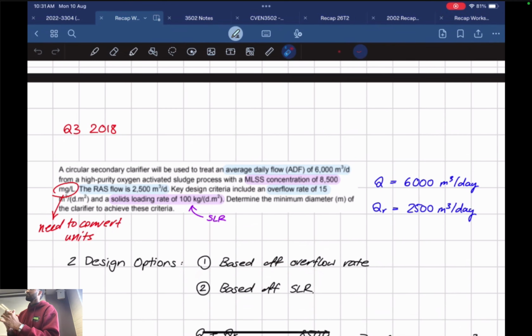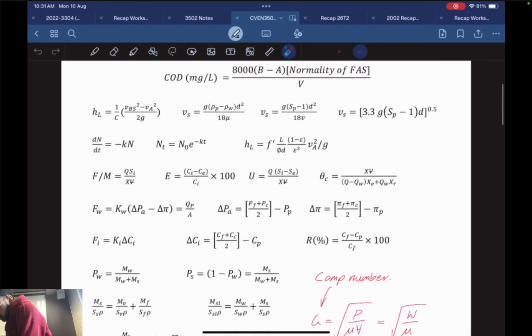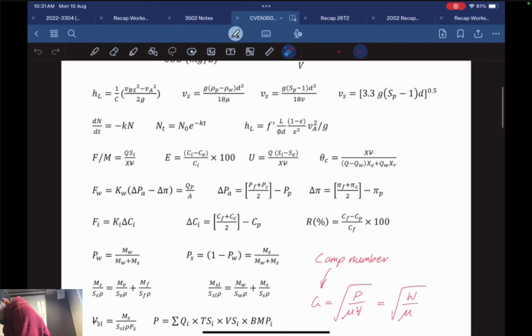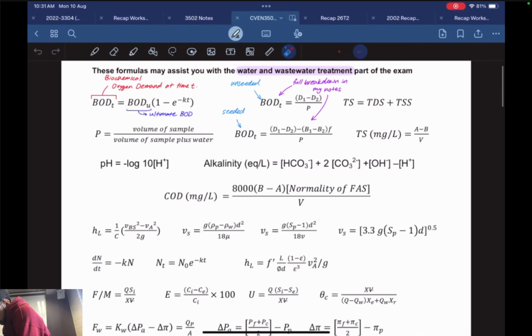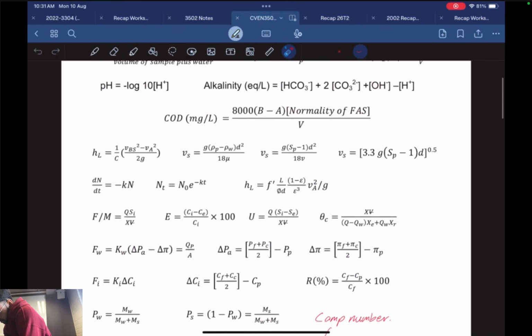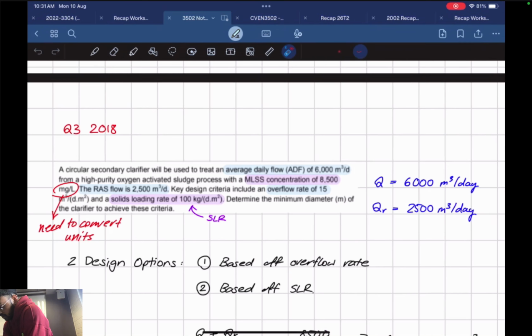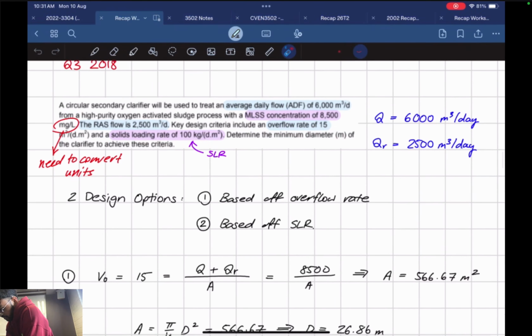Sorry? You seem to be confused. You want me to explain it again? Yeah, I'll explain it again. I'll explain it with this question, I guess, to make it a bit easier. So, overflow rate, I think there's a formula for it. No. Yeah, there's no overflow rate. But yeah.